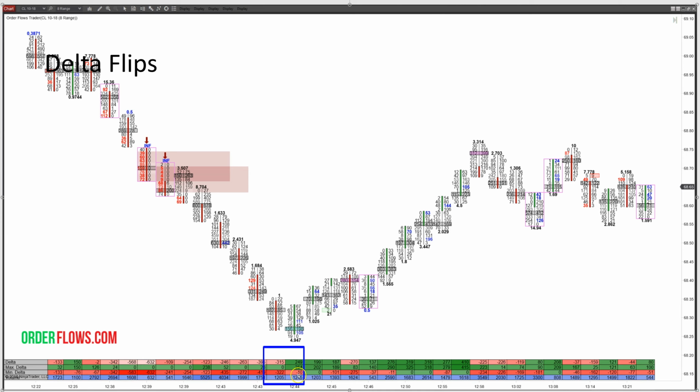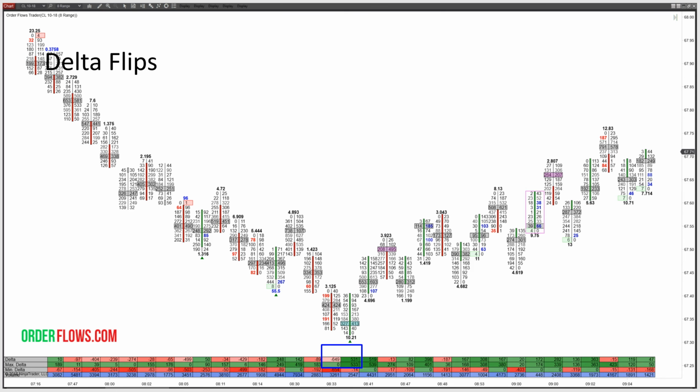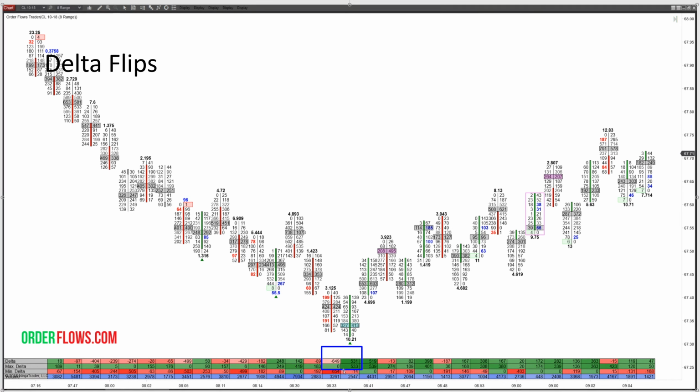But I'm going to show you in a minute another way to look at it so that you can see things a little bit more clearly, because sometimes you sort of get this intervening bar in between. You know, and this is another example here.